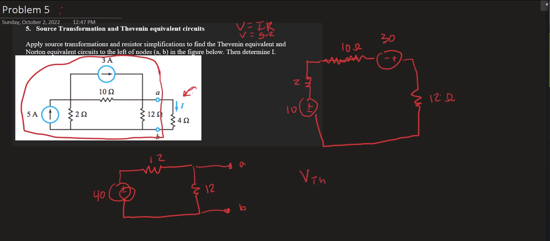Now, V Thevenin is the same as V open circuit. So that's going to be the voltage across these terminals. Now I have a 40 volt voltage source and 2 resistors, so I can just use voltage division. What's nice about this is that these resistors are identical, and so I know it's going to be 20 volts. But if I wanted to use the formula, I would say 40 times this resistance over the sum of the 2 resistances, which would give me 20.